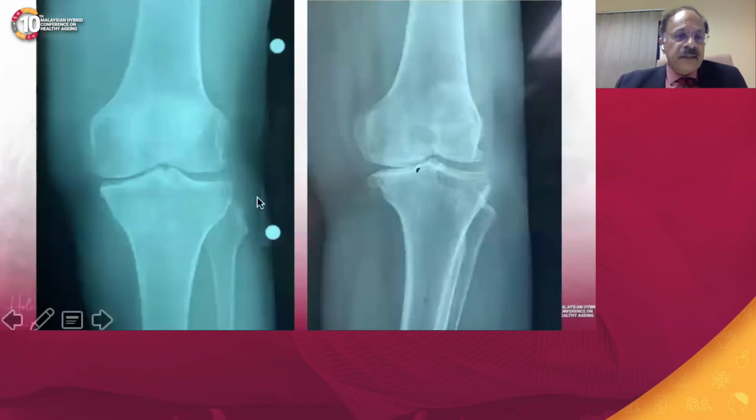Again, another example, reasonably good looking knee down here on the left side. On the right, osteophytes, narrow joint space, sclerosis, and angular deformity. All right, it's facing inward. This is called a varus knee, where the leg is sort of bent inwards to the center of gravity.